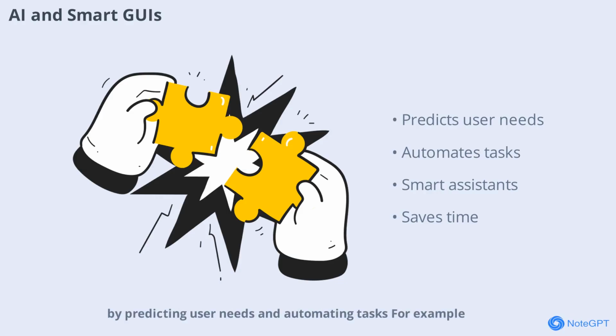For example, smart assistants can suggest actions, fill in forms, or organize information automatically. These intelligent features save time and make technology even more helpful.